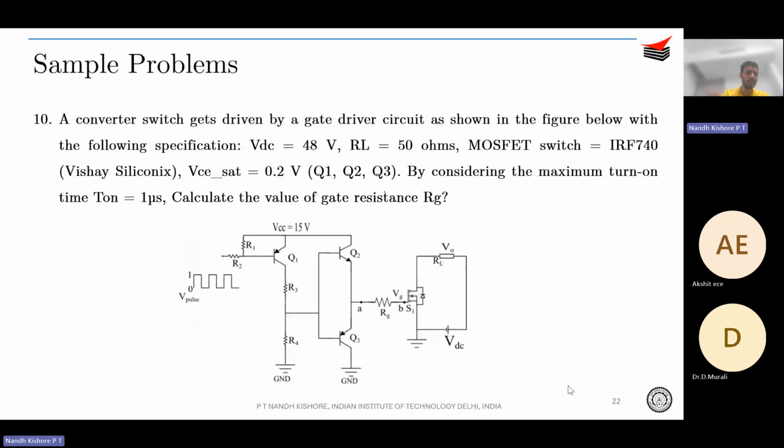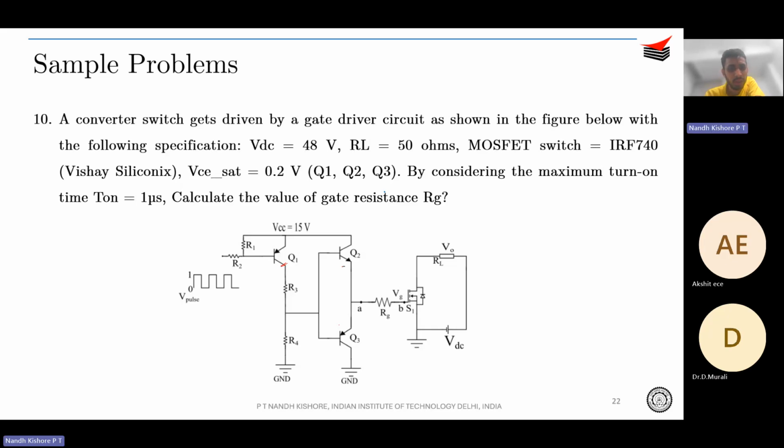Okay, so the next question is: a converter switch gets driven by a gate driver circuit as shown in the figure below with the following specification. VDC is 48 volt, RL 50 ohms, MOSFET switch is given, VCE sat is given. By considering the maximum turn on time, calculate the value of the gate resistance RG. This is again a totem pole configuration of Q2 and Q3. You again have NPN and PNP in cascade, and it's being driven by a PNP transistor Q1, which has a simple two resistor base drive.